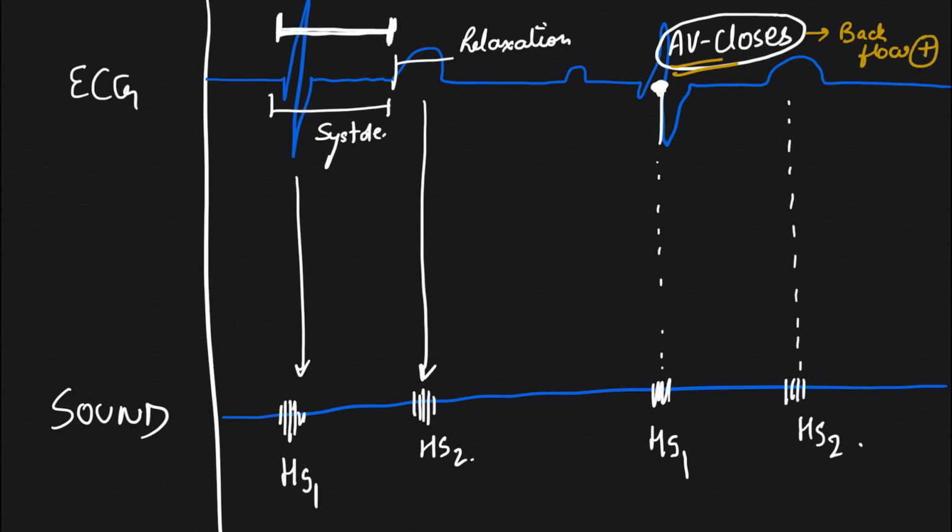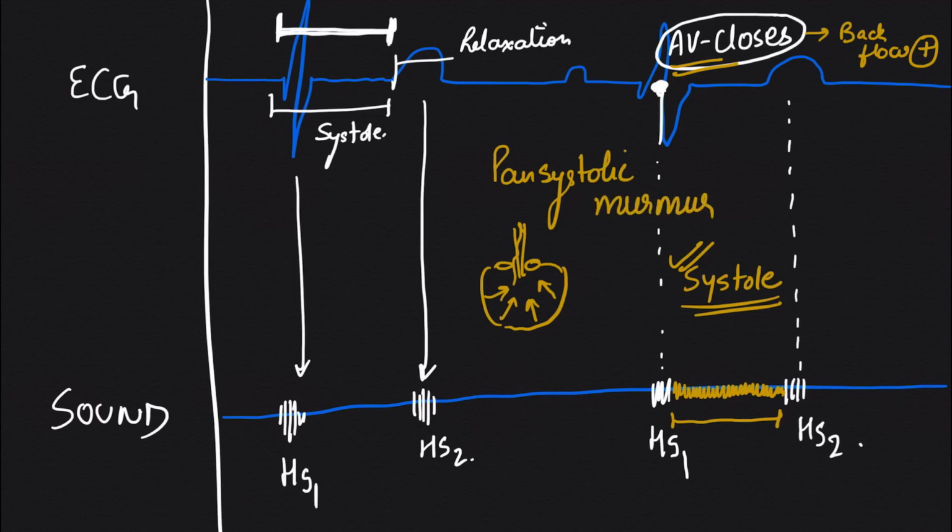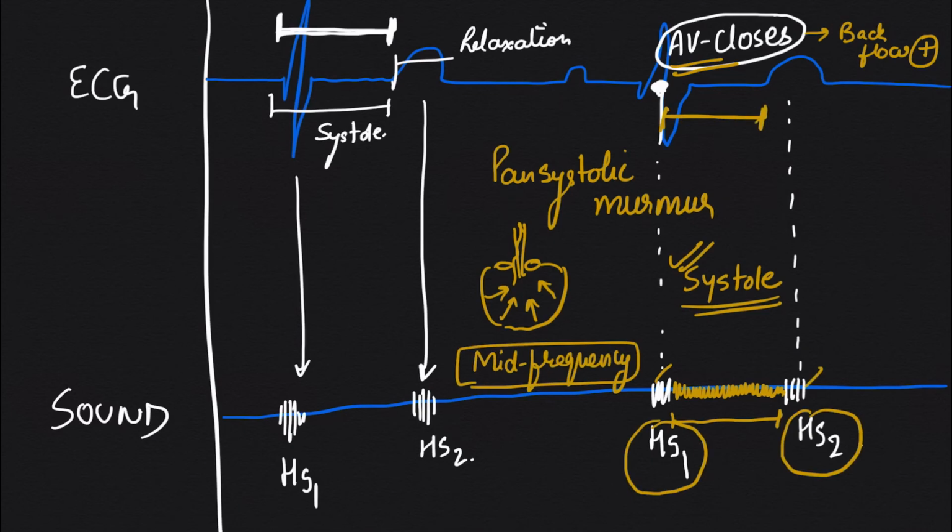Now this is where we get the murmur. It is a rectangular kind of murmur, with a similar frequency throughout. In stenosis we had a diamond shape, but in this case we have a rectangular pansystolic murmur between heart sound 1 and heart sound 2 throughout the systole, because whenever the ventricles are contracting, the blood leak will be there throughout the contraction of the ventricles. Hence it is a pansystolic murmur and its frequency is mid-range.